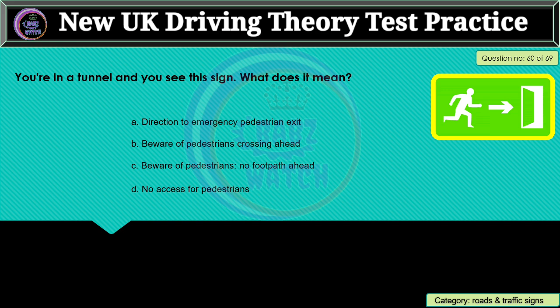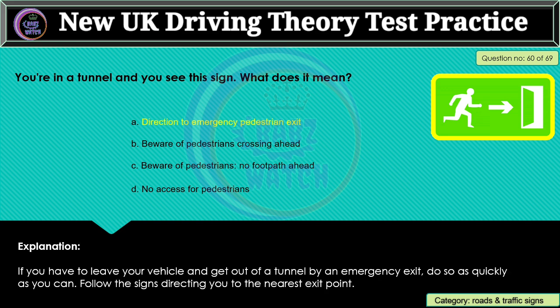Question 60 of 69. You're in a tunnel and you see this sign. What does it mean? A. Direction to emergency pedestrian exit. B. Beware of pedestrians crossing ahead. C. Beware of pedestrians, no footpath ahead. D. No access for pedestrians. The correct answer is A.